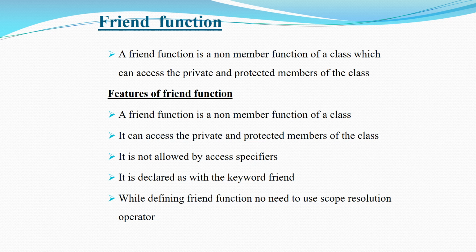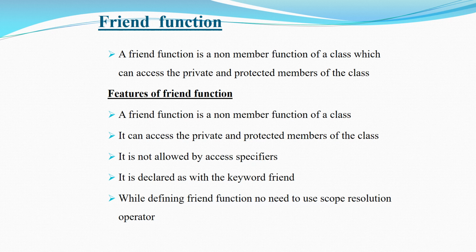Once again, the major difference between the member function and the friend function is that the member function is accessed through the object, while the friend function requires an object to be passed as a parameter. This is the major difference between the member function and the friend function.